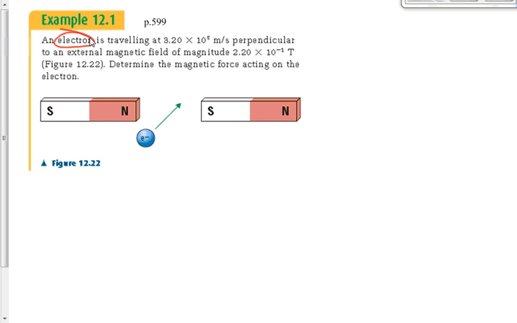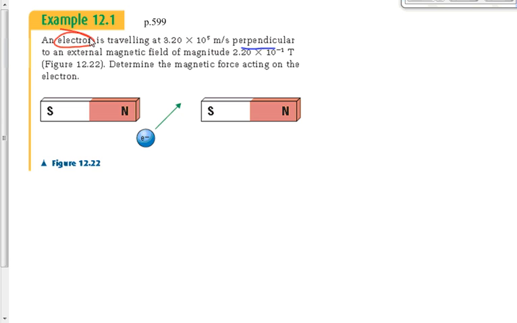Oh, okay, good. Whew. Right away I see that word perpendicular, and I breathe a sigh of relief because I know what to do when they're perpendicular, right? To an external magnetic field of 2.2 times 10 to the negative 1 Tesla. We want to determine the magnetic force. So magnetic force includes magnitude and direction.